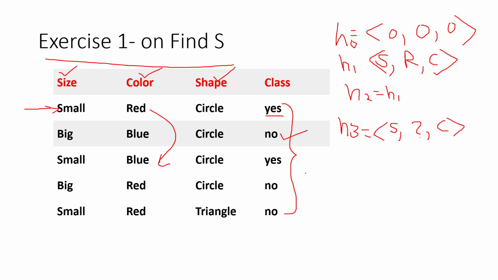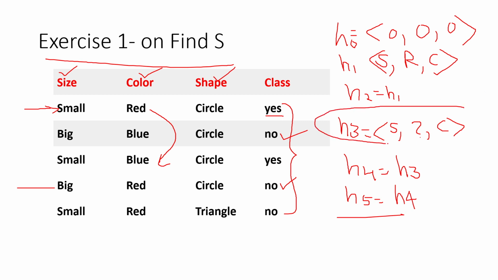That is for X3. X4: in this example, this is a negative example. So no change in hypothesis. H4 equal to H3. It considers only positive examples. Similarly, the last one is also a negative example. No change in hypothesis. That is H5 equal to H4. This is the final answer.